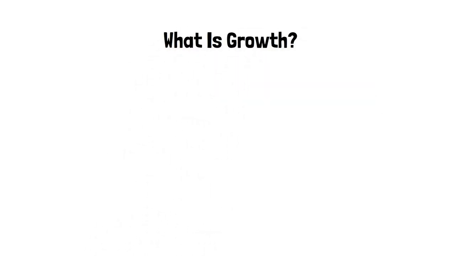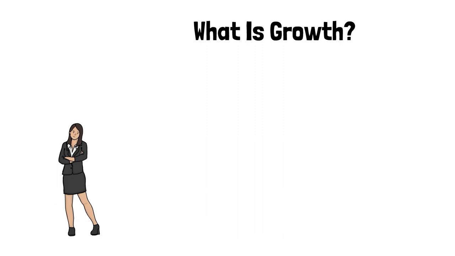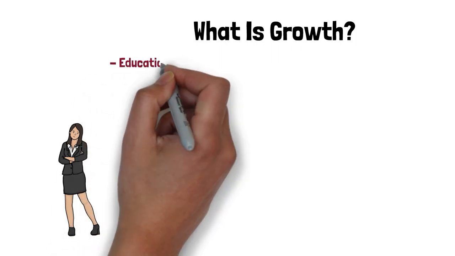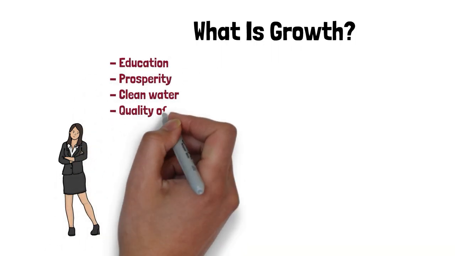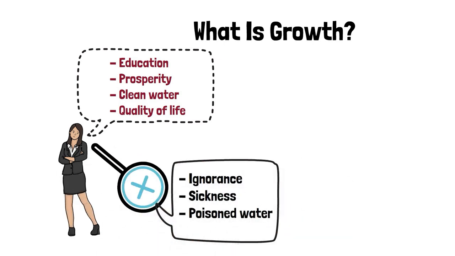What is growth? Although industrial growth is not seen as a beautiful thing by the environmentalist, we all have to remember that not every growth is a bad thing. For example, we want to grow education, prosperity, clean water, and quality of life, not ignorance, sickness, and poisoned water. The important thing is to design human industries so that we get bigger and better, just like our cherry tree.